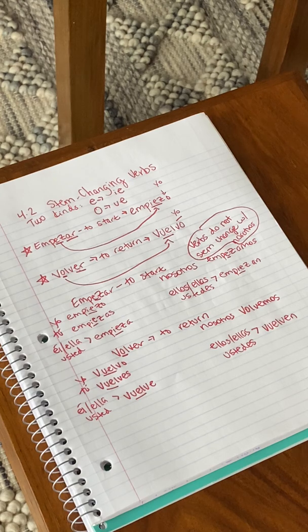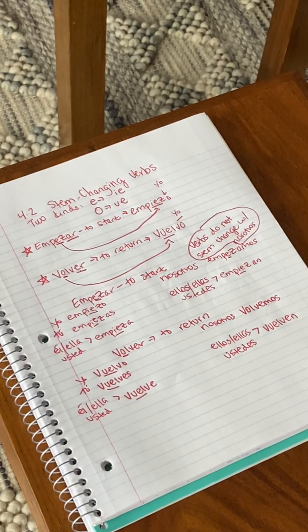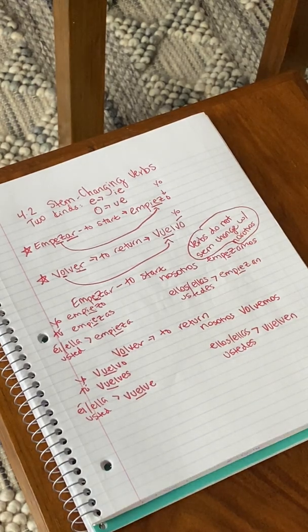And I'm going to give you 2 lists of verbs that you need to learn. Okay, so I'm going to use a different color pen because that's always fun.